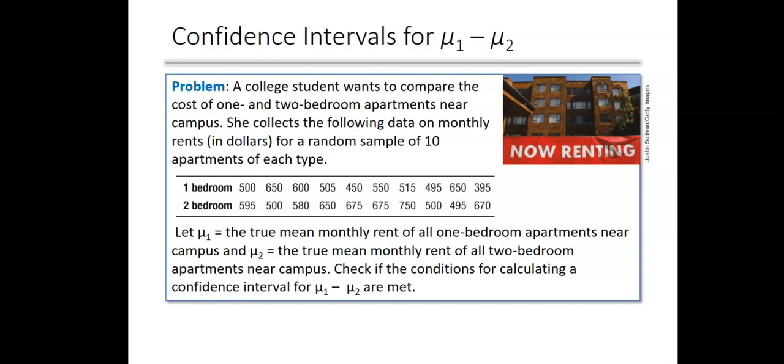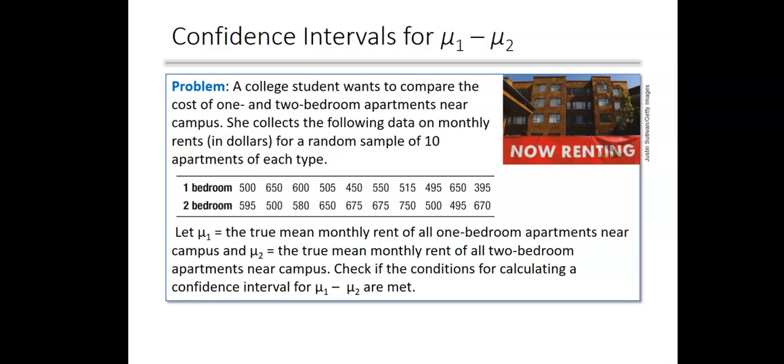Of course, we're going to define the variables first, right? So the parameters in this case. So M1 is the true mean monthly rent. We're not talking about proportions, we're talking about means of all 1 bedroom apartments near campus. Again, we're describing the population here. So don't say of the sample, we're describing the population. M2 is the true mean monthly rent of all 2 bedroom apartments near campus.